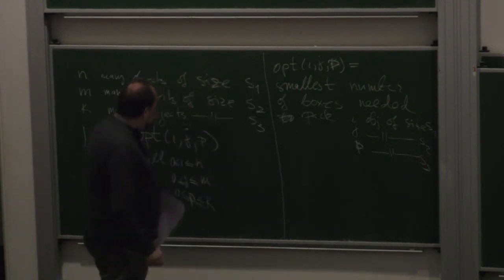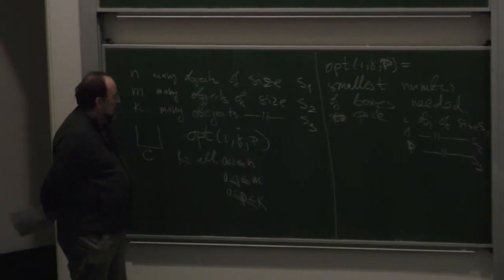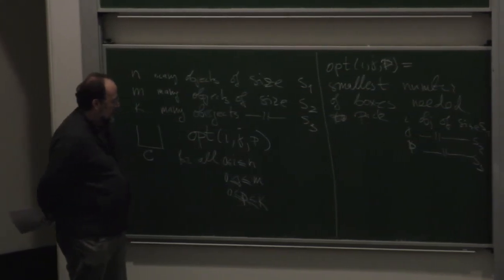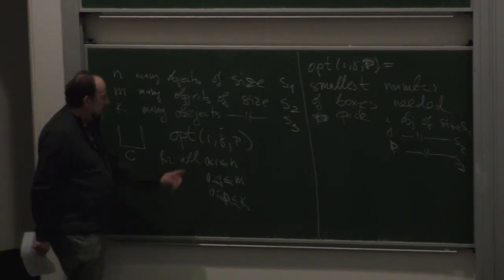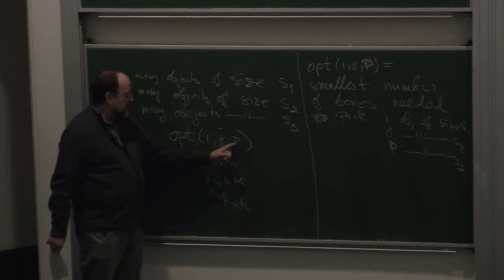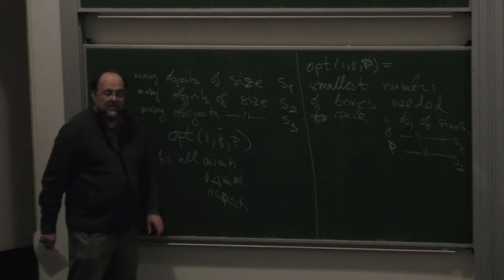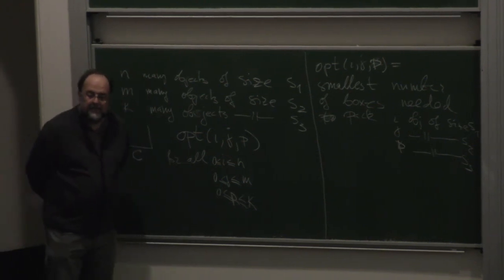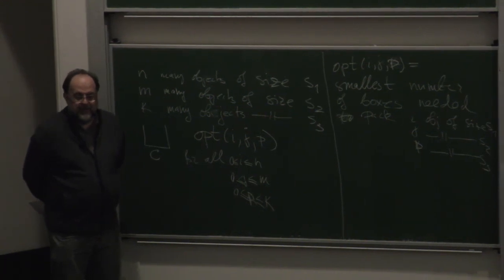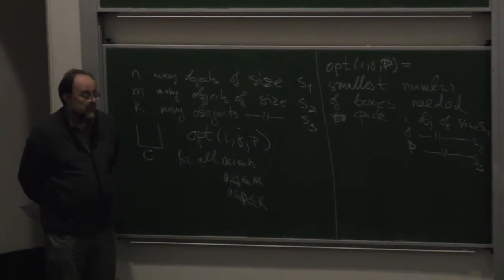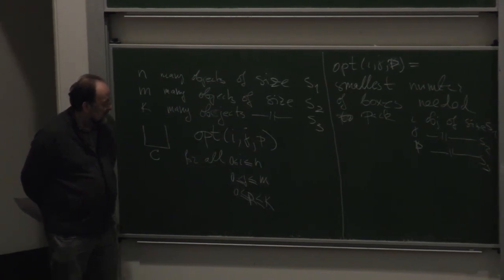What does the recursion do? How would you solve this problem? How would you find the minimal number of boxes to store this many objects of each kind? How would you do it? Really, if you were stuck with that problem, how would you solve it?